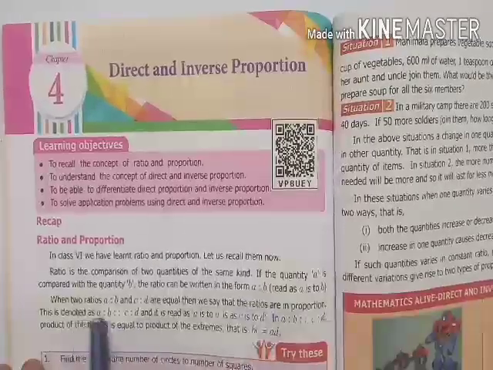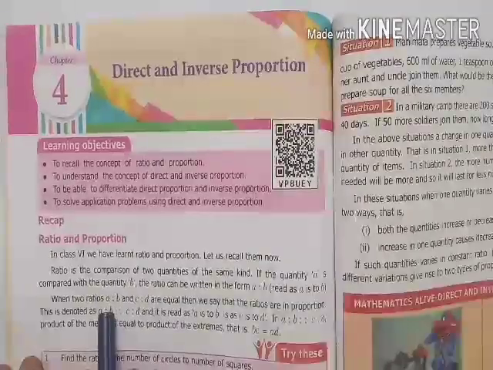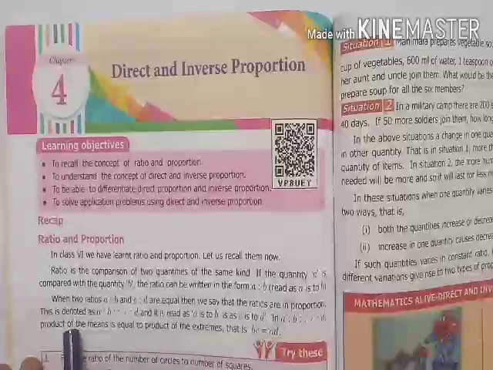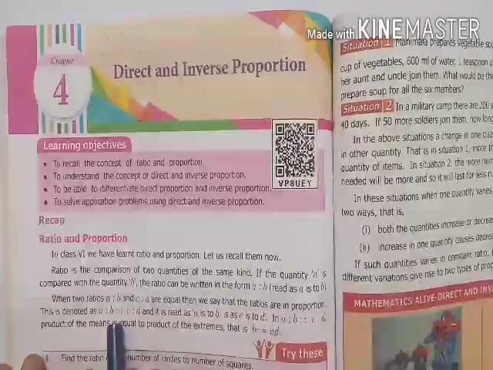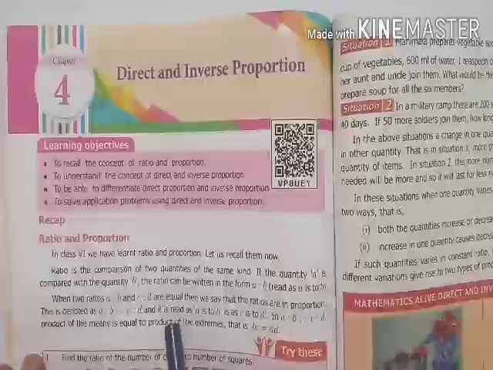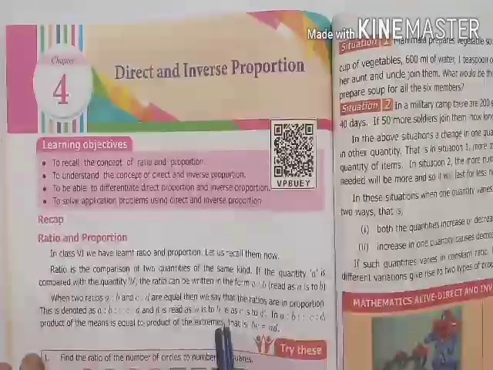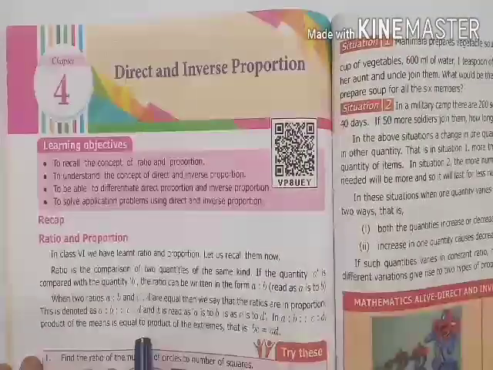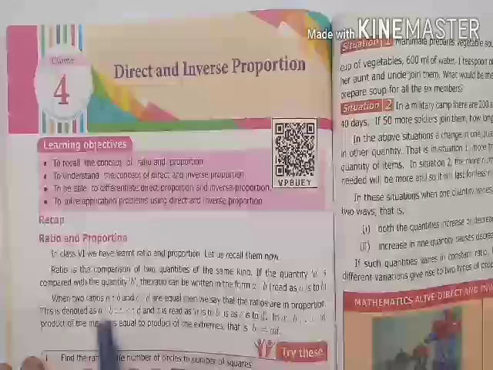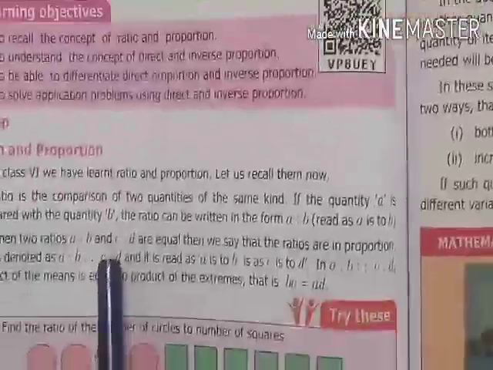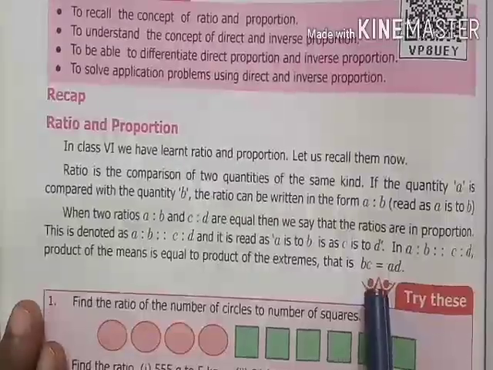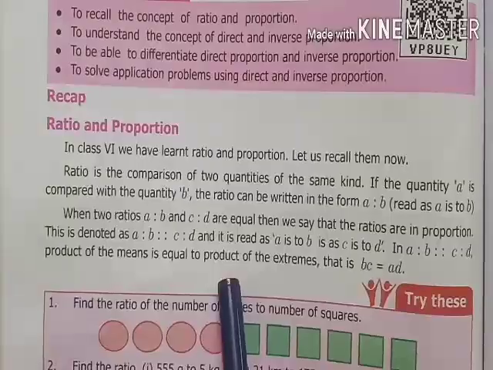Now, consider two ratios A is to B and C is to D. They are in proportion, which we can denote as A is to B :: C is to D, and it is read as A is to B as C is to D. The product of means is equal to the product of extremes. That is, the product of means, the middle terms, B into C, is equal to the product of extremes, A into D. All these things we learned already in 6th standard.